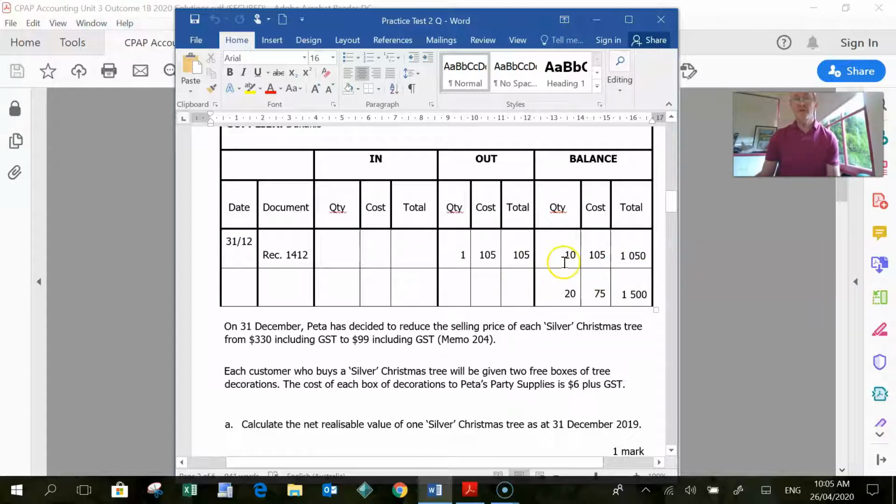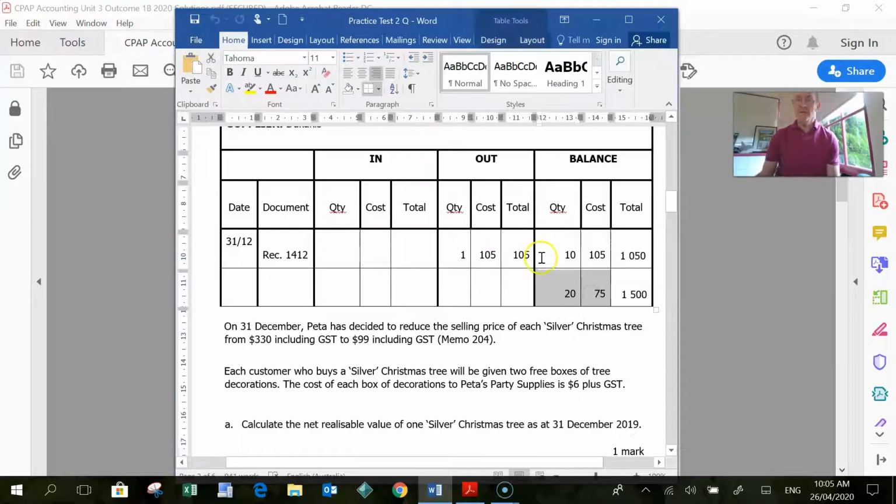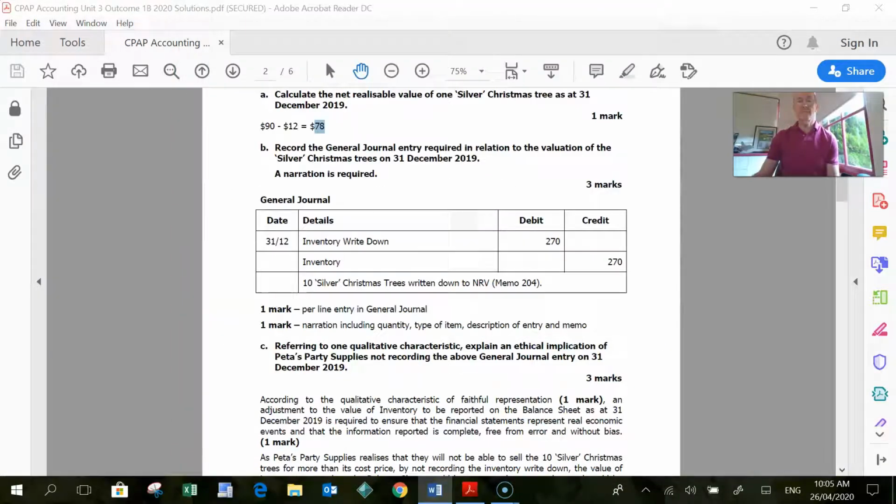So we got $78 NRV, and you can see there that one's costed at 75. So NRV is higher than that one, so you don't touch that one. The only one we're going to touch is this one here, where the cost price is 105, right, and the NRV is 78. So it needs to be reduced by $27. So 27 times 10.